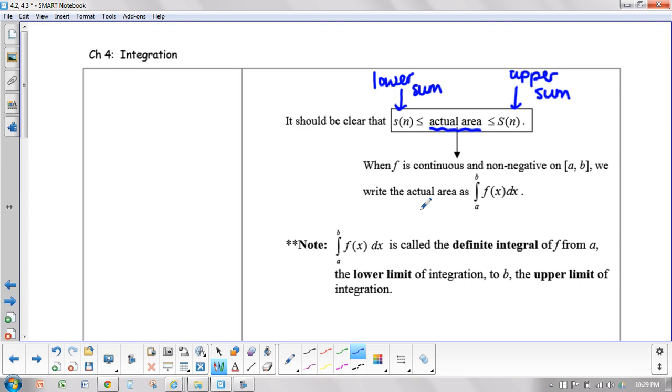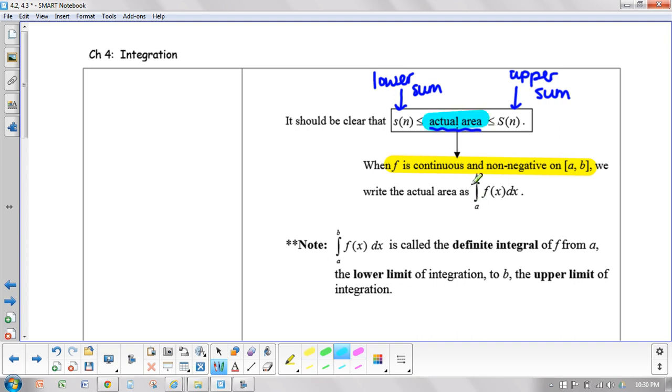But it should make sense that the lower sum should be too small, the actual area should be in the middle, and the upper sum should be too big. Okay, well, it turns out if you have a function that is continuous and non-negative, it always stays above the axis, then we have a better way to write the actual area.